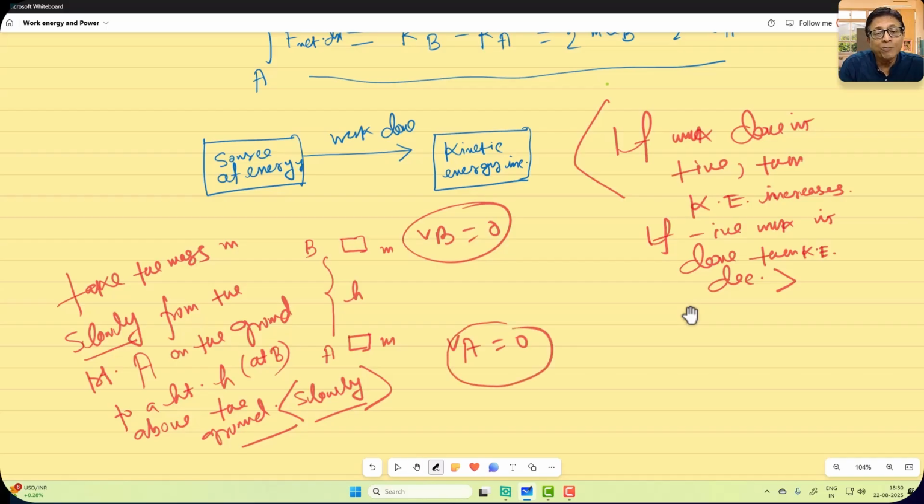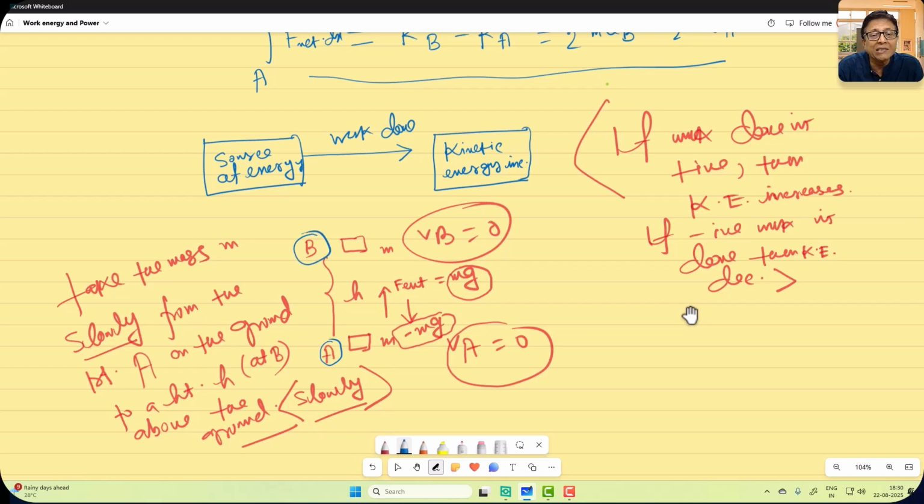Okay? What is the force acting in downward direction? Minus mg. What is the external force? That is mg. Okay? So, against the force of gravity, the external agent has applied a force equal to it in the opposite direction and is moving it slowly above the ground from the point A to the point B.